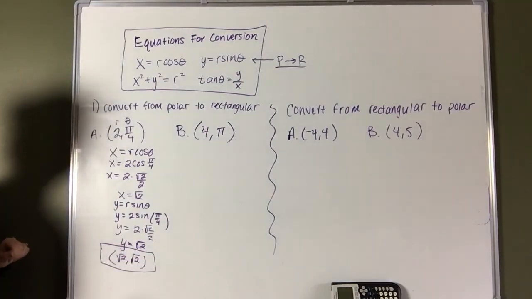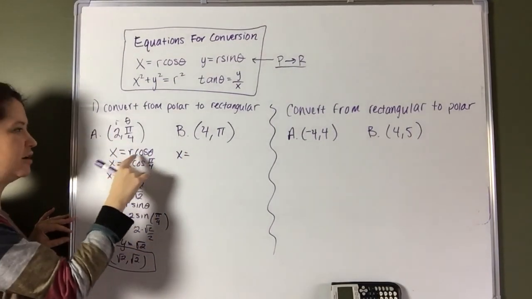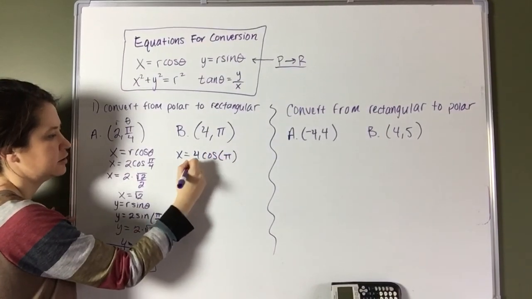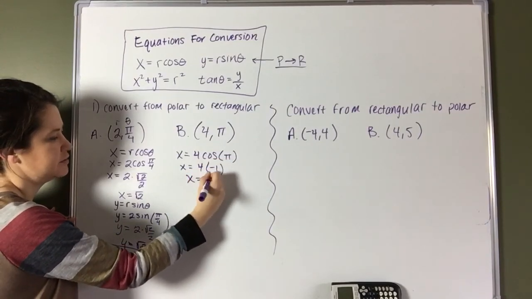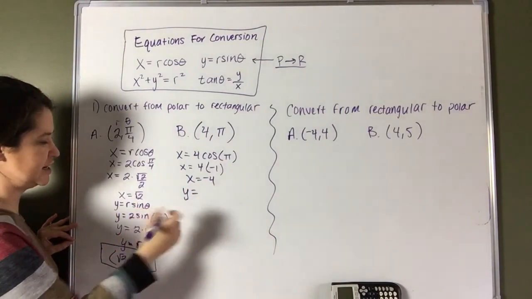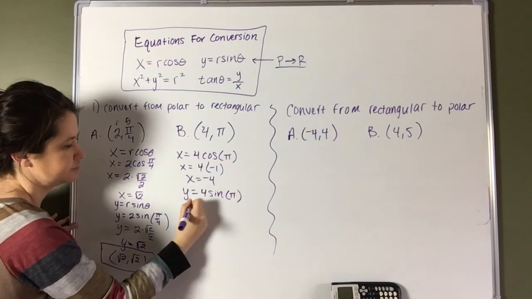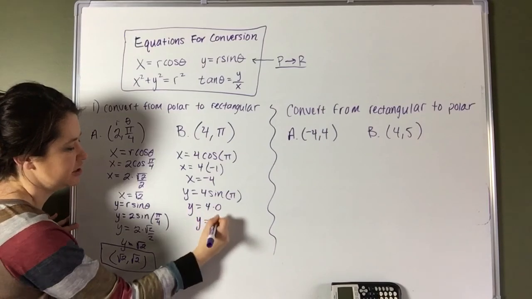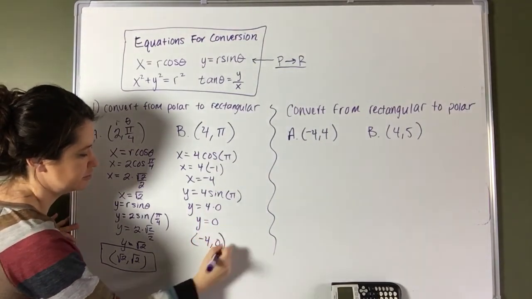All right, now let's do the same thing for this one. So the x value, it's going to be r cos theta, so 4 cosine of pi. So 4 multiplied by -1, so -4. And the y value is going to be r sine theta, so 4 sine of pi. Sine of pi is 0, so 4 multiplied by 0 is 0. So our point is (-4, 0).